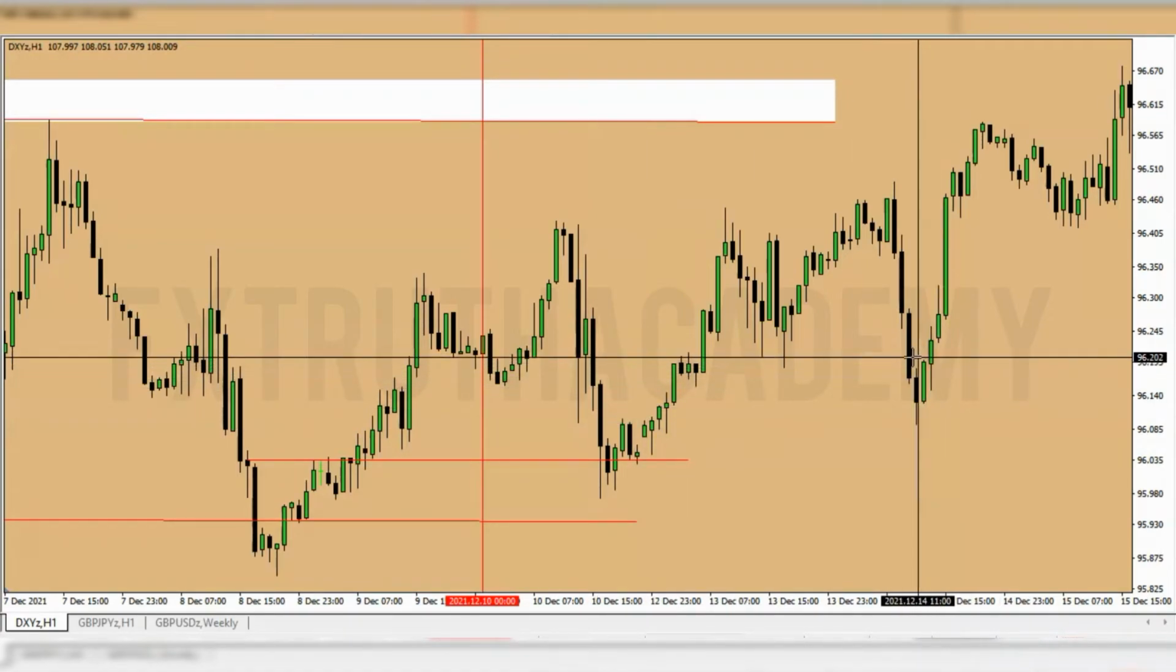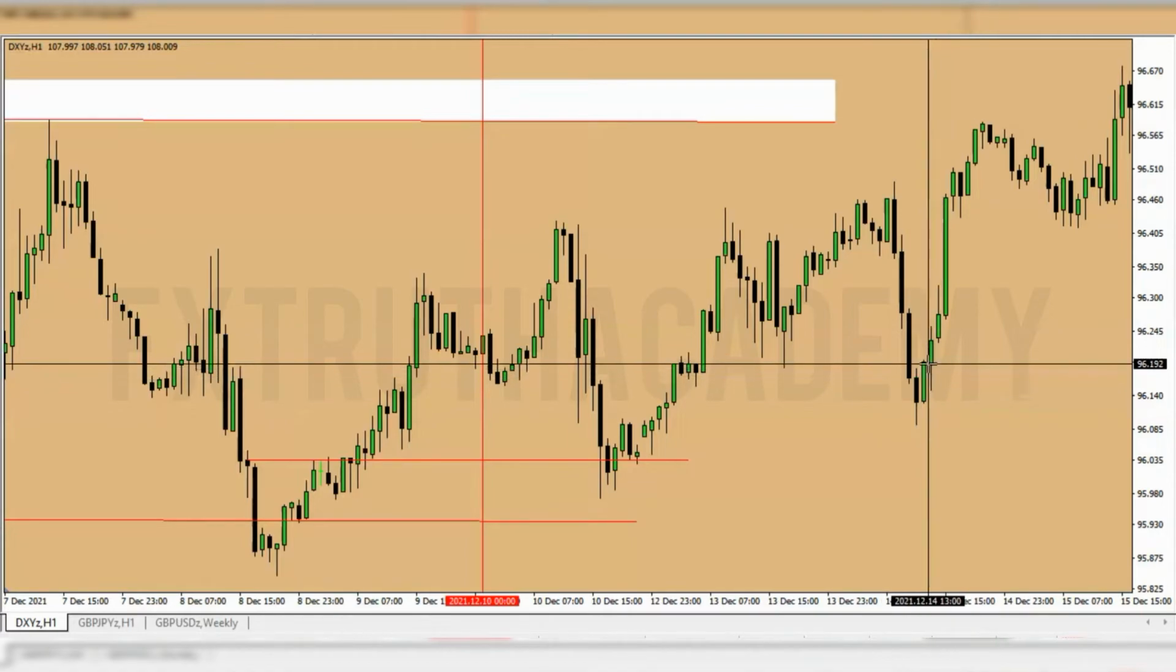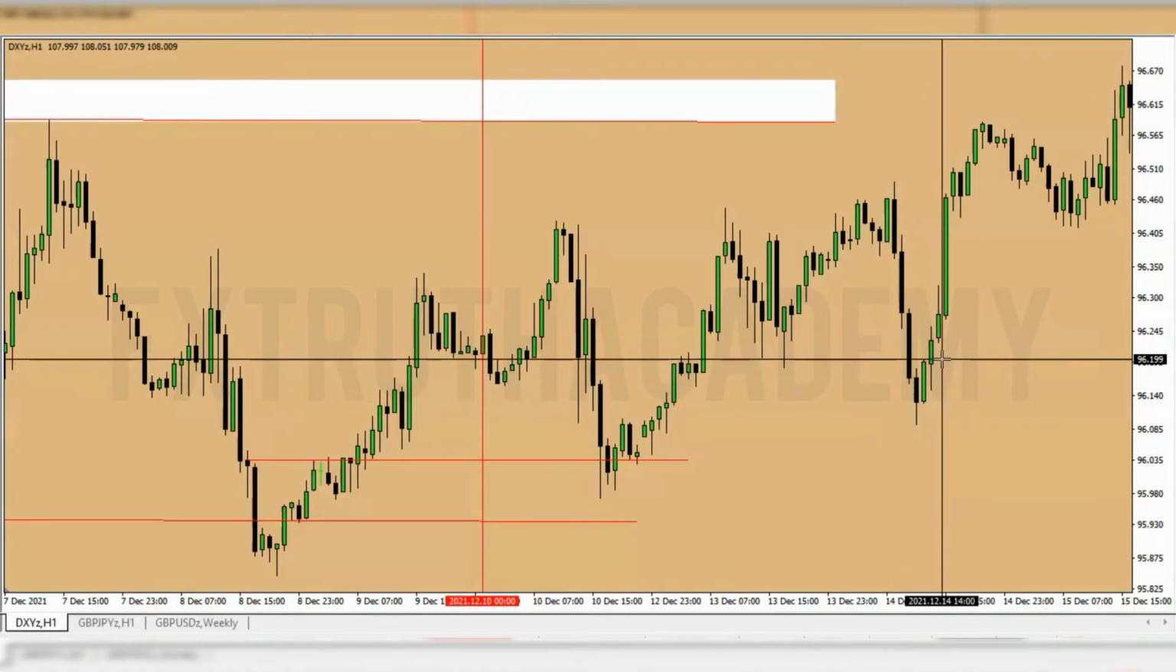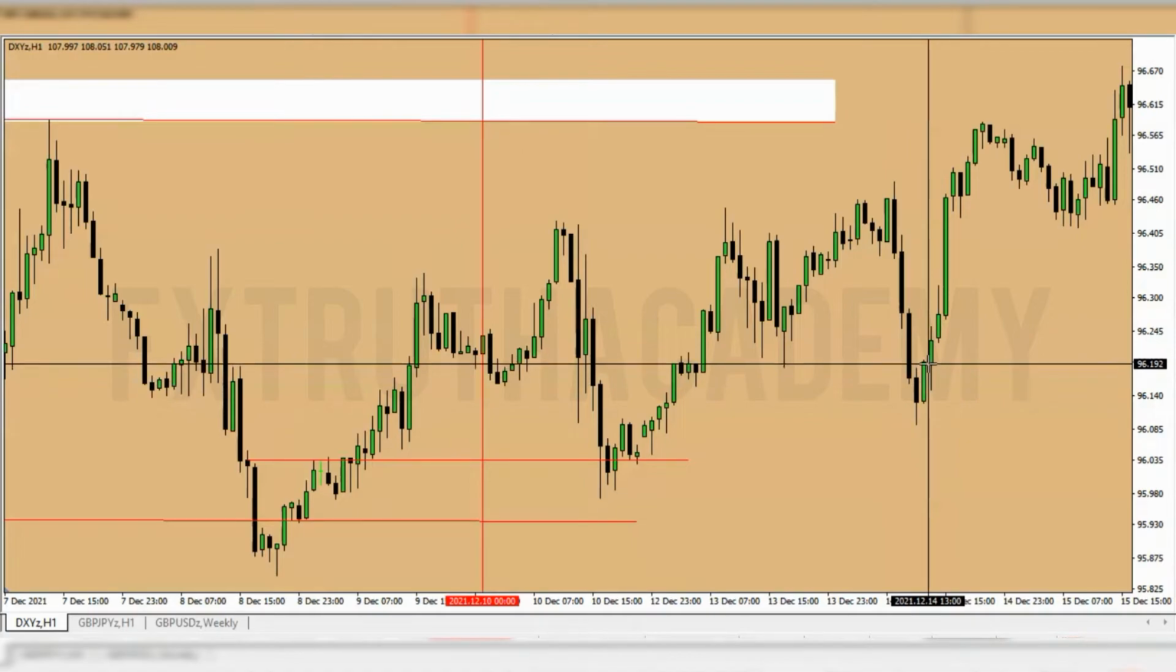For those of you that like more confirmation, there will be another order block for you to trade off of, and that would have led you to this particular area here, but that will give you 395 pips.